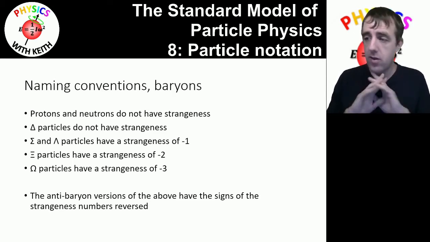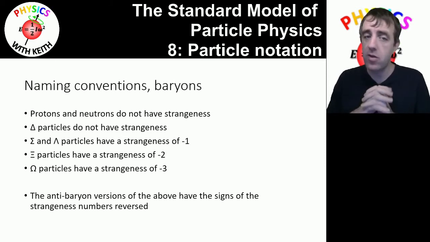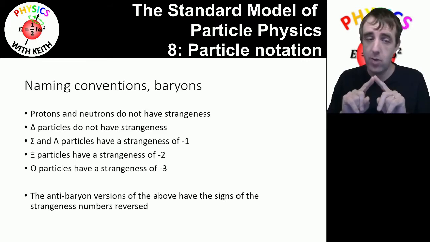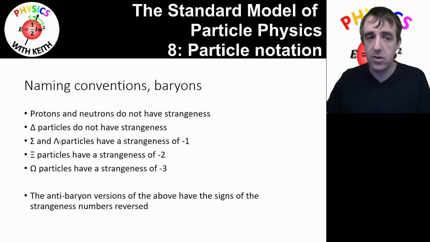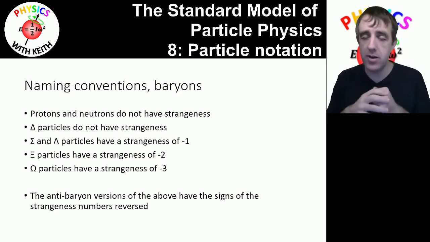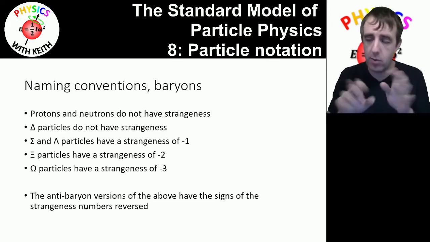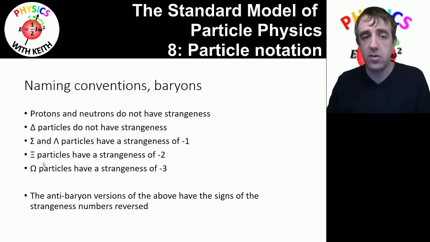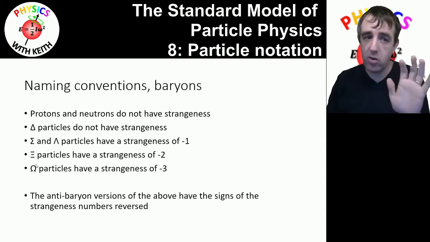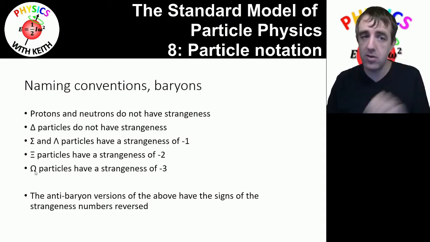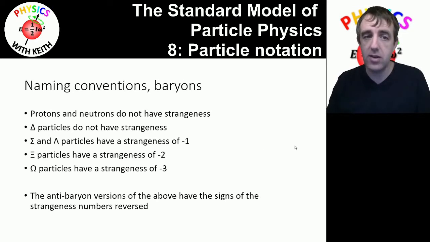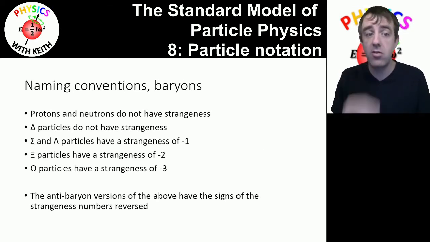Delta particles, they are very, very similar to protons and neutrons. They don't have any strangeness, nor do protons nor do neutrons. But a particle with a strangeness of -1 usually is indicated with a sigma. There are lambda particles, which also have a strangeness of -1, but they are more energetic versions of the sigma particle. Lambda particles contain an up, a down, and a strange quark, but we'll cover that later. There are Xi particles. They have strangeness of -2, and omega particles have a strangeness of -3. So there's a small list here of particle names that you can learn the strangeness for each of them.